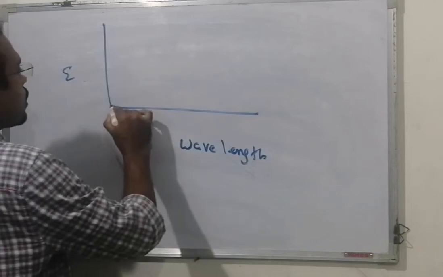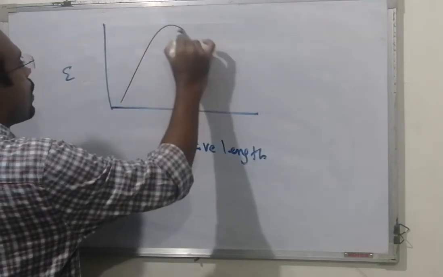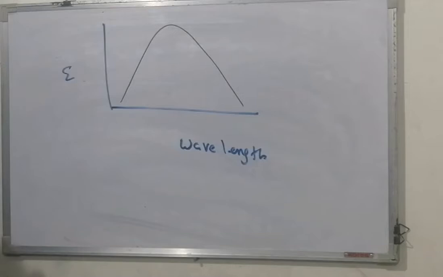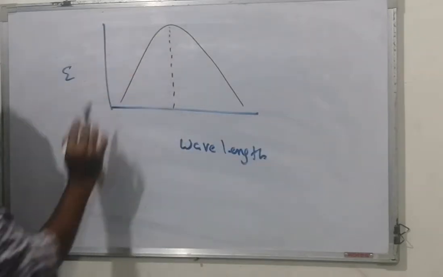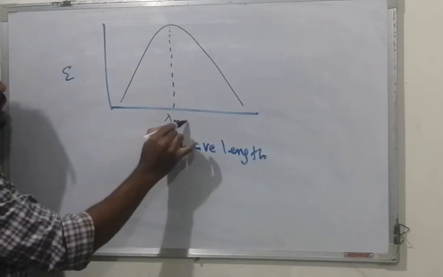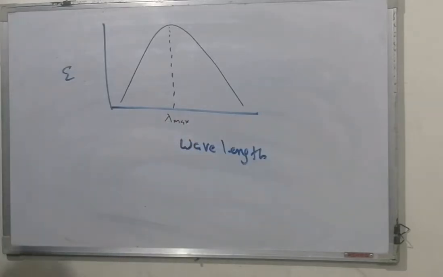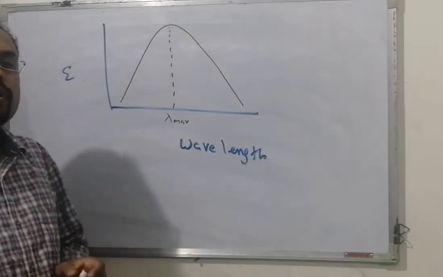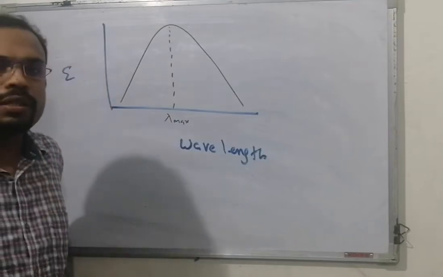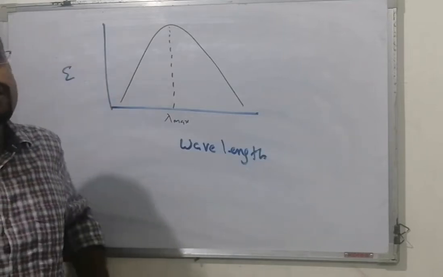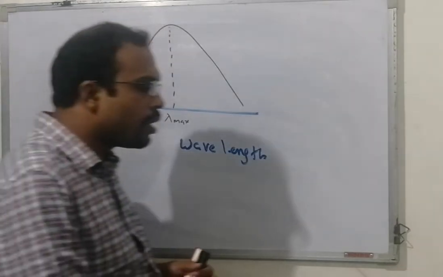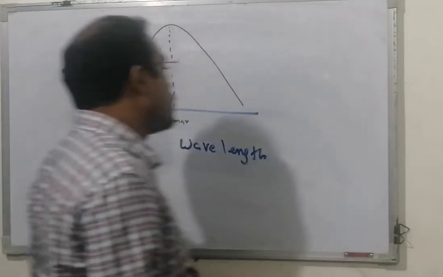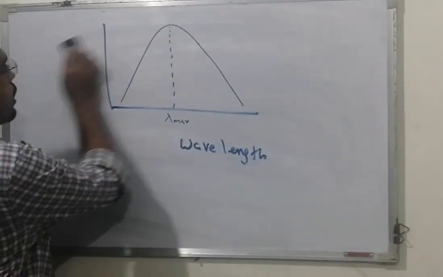you will get a curve like this, a peak like this, and at this particular wavelength the substance has maximum absorption. That is called the lambda maximum. Lambda maximum is the wavelength at which maximum absorption of a substance takes place. That is, a particular substance is absorbed maximally at that particular wavelength. This is called the lambda maximum.